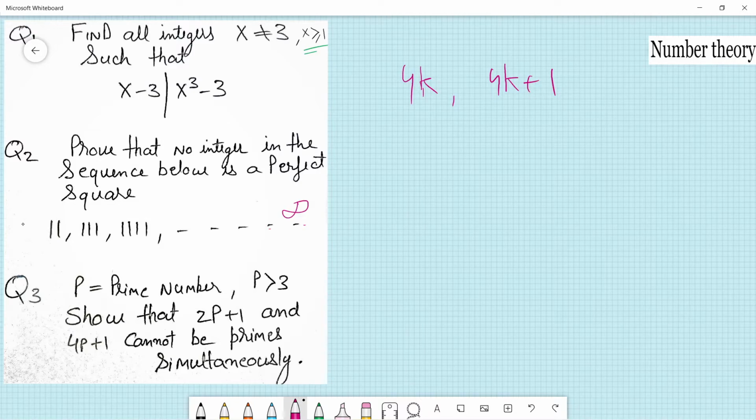So let's try to see what the form of these numbers is. We see this 11 is of the 4k plus 3 type. 111 is also 108 plus 3, and 108 is divisible by 4. So it is 4k plus 3. Same goes for the rest.